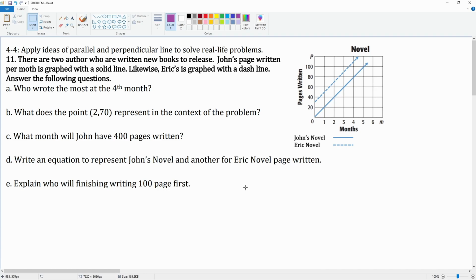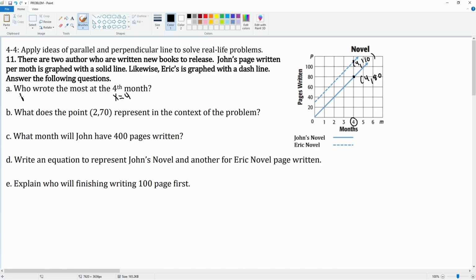Who wrote the most at the fourth month? The fourth month here, it is looking at the x value equal to 4. So let's go to the fourth month, which is located right here. We go up here. So this is 4 comma 80. And then we have here, which looks higher. This looks like around 110. So 4 and 110. So the 110 is higher, and that is Eric.